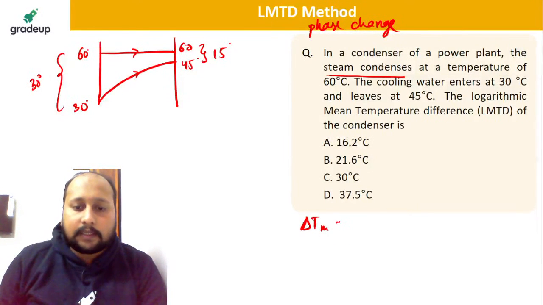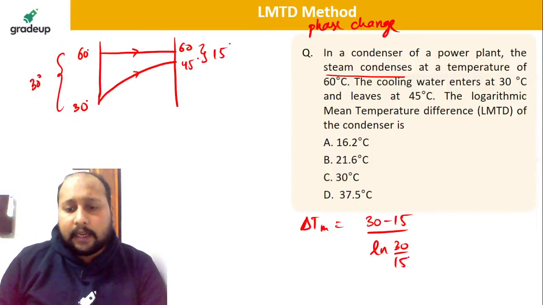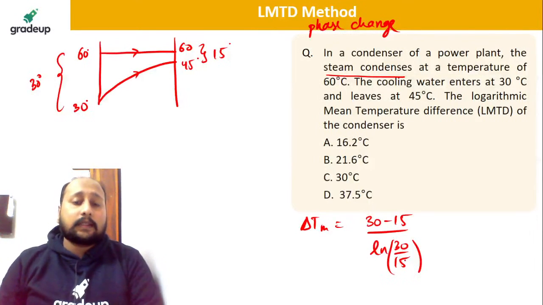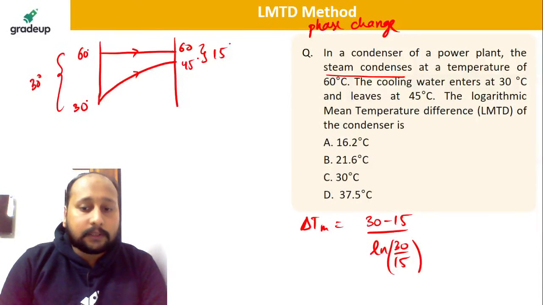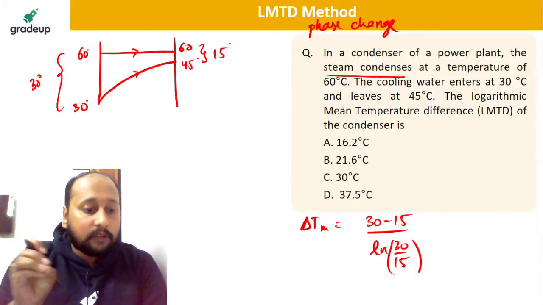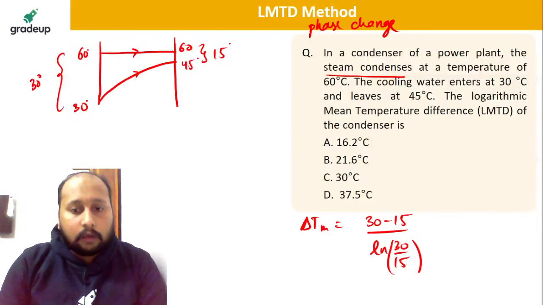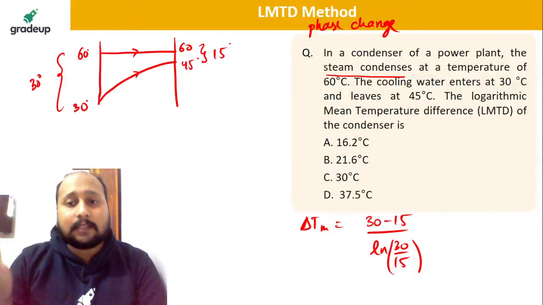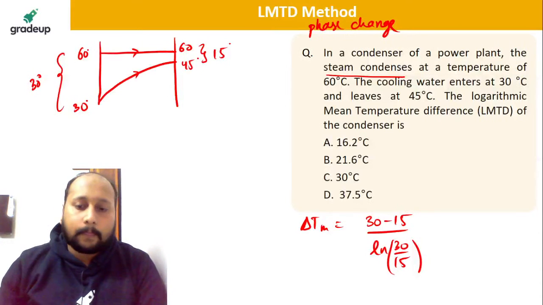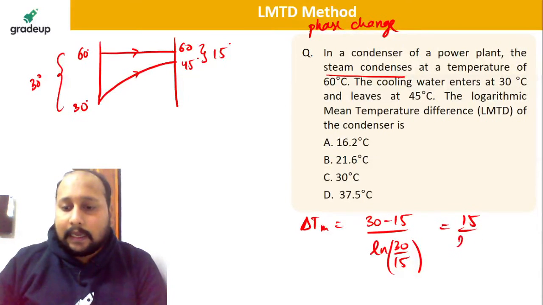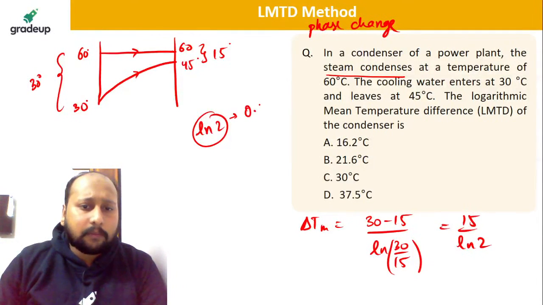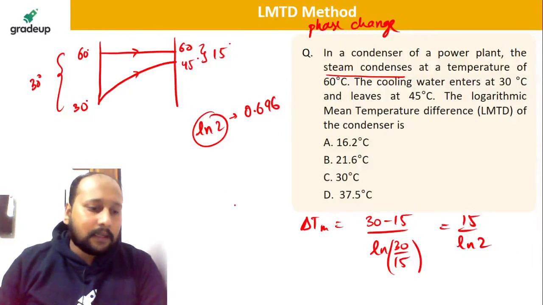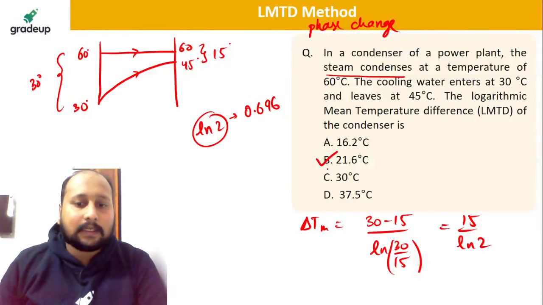LMTD is equal to 30 minus 15 divided by ln 30 by 15. And my dear friends, heat exchanger is the most simple and scoring topic in the heat transfer subject. Why? Because they will be asking you questions only for 2 marks, not 1 mark, but maximum of the time from 2 marks problems. So this is 15 by ln2. What is ln2? Some of the values you should always remember. ln2 is approximately 0.693. So 15 by 0.693, you will be getting 21.6 degrees Celsius.